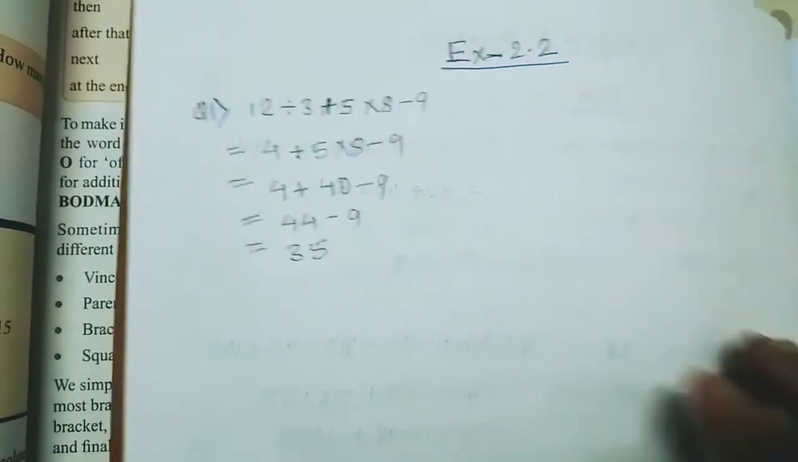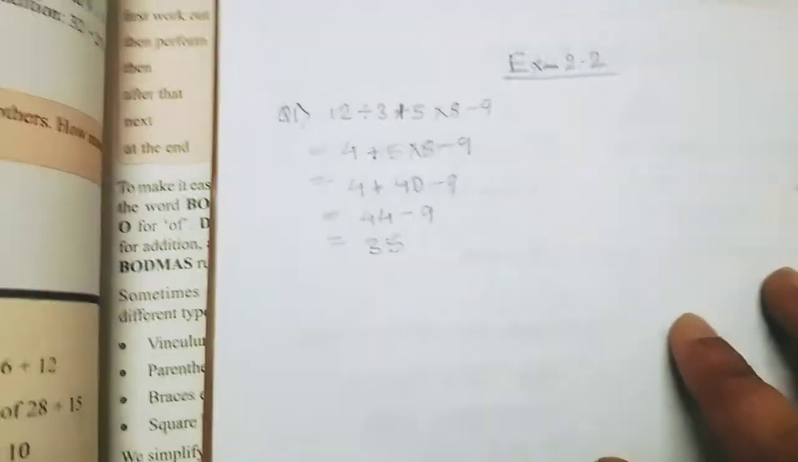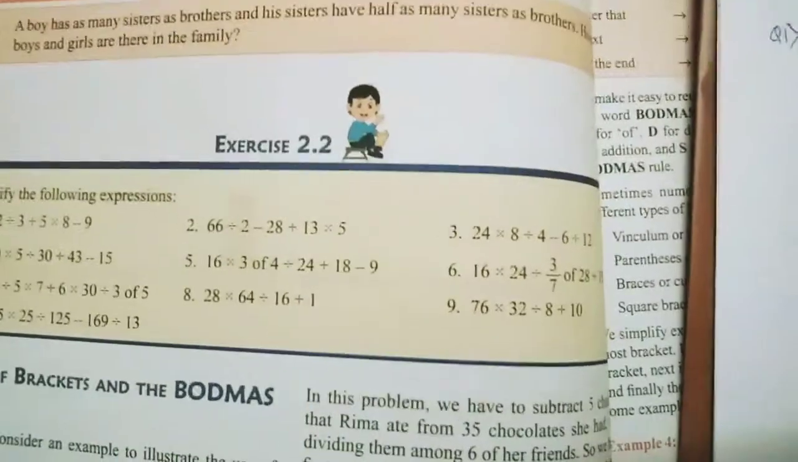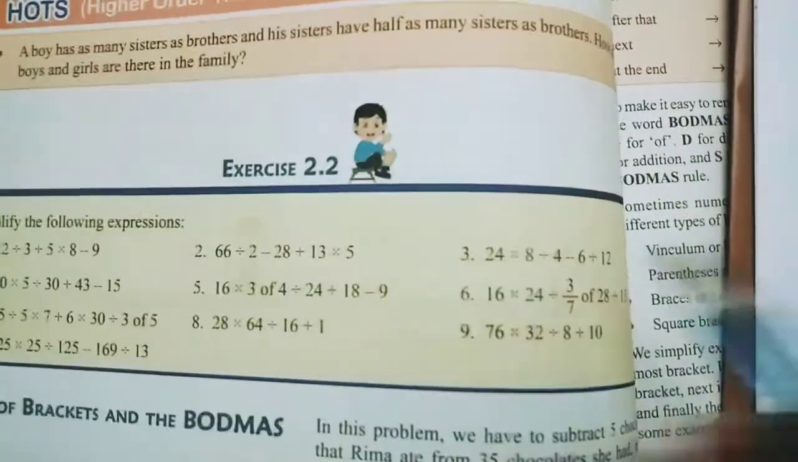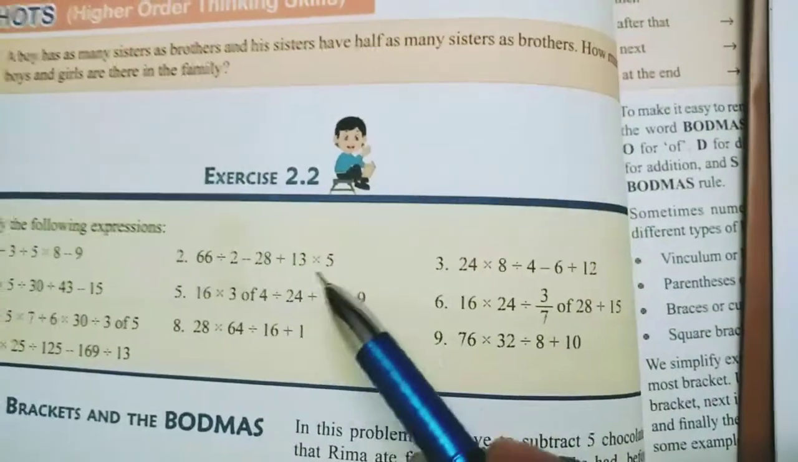This type of question you already got in exercise 2.1. Now let's see the questions about OF. Question number 2 has no OF here, so you do this question in your homework.